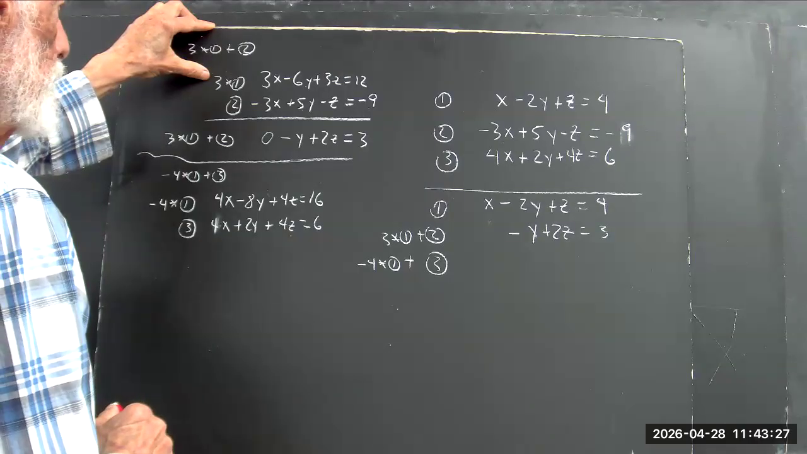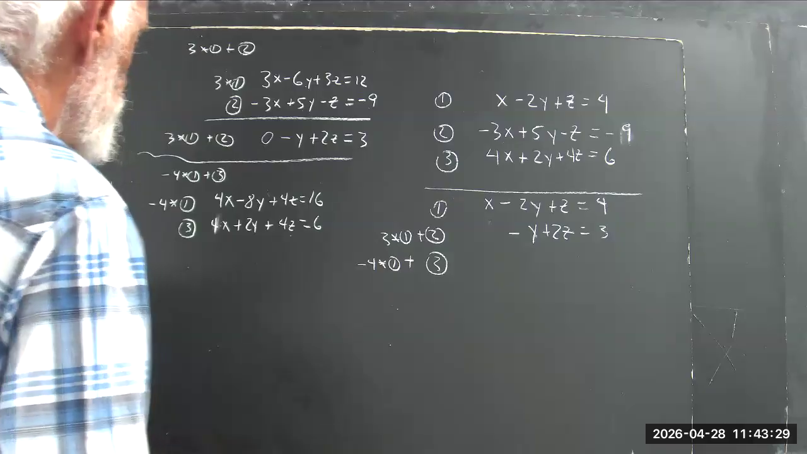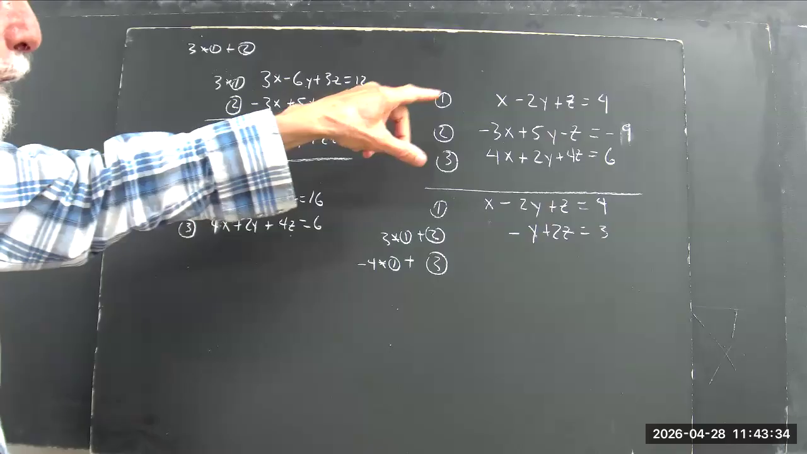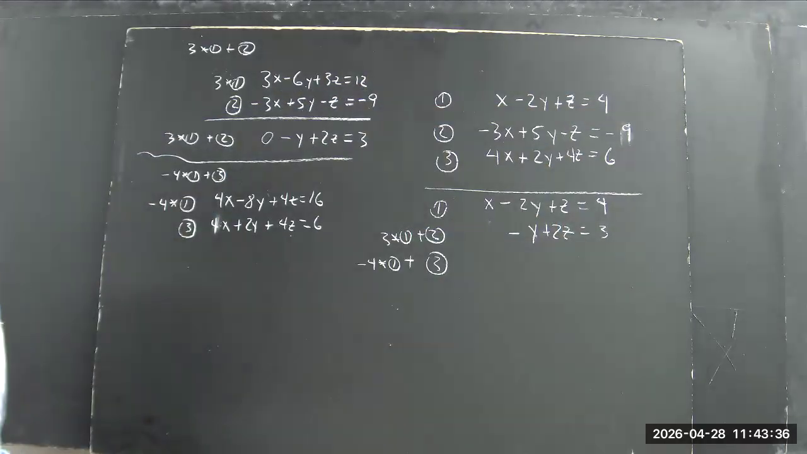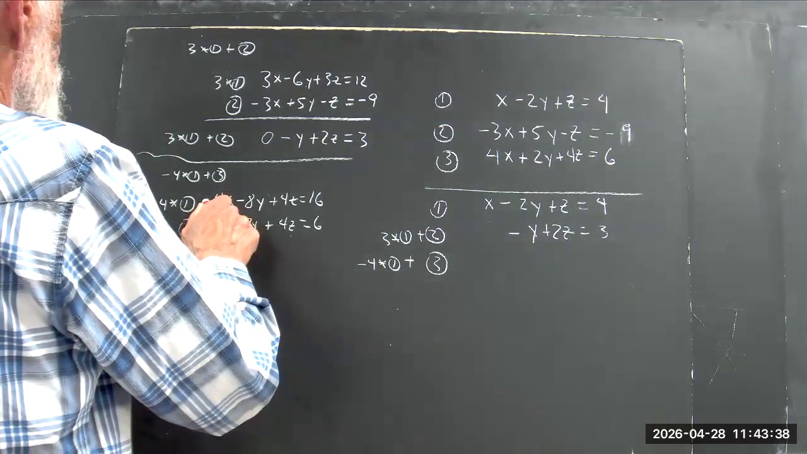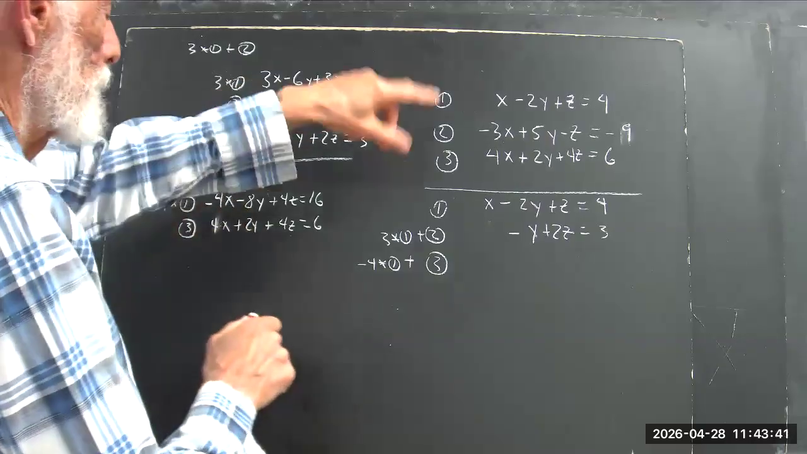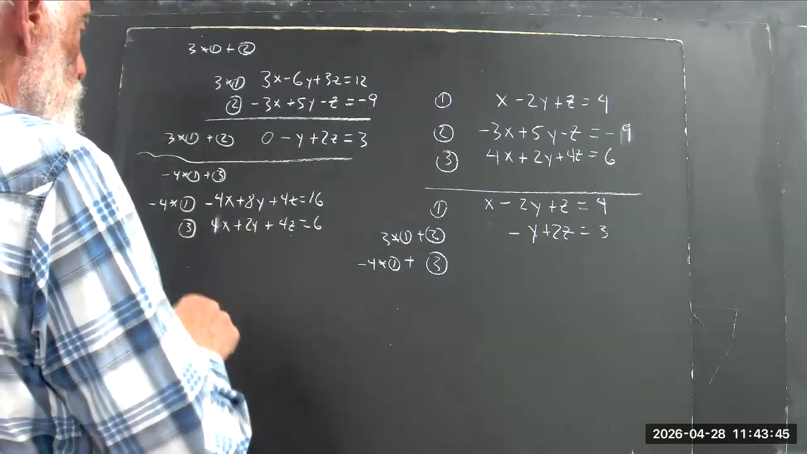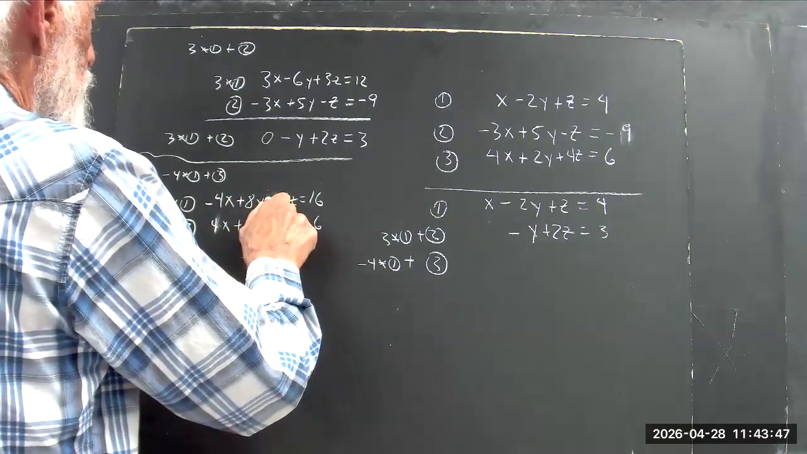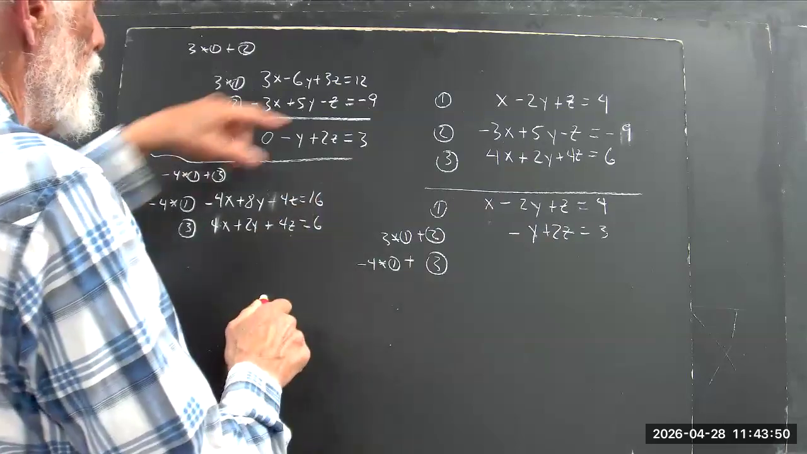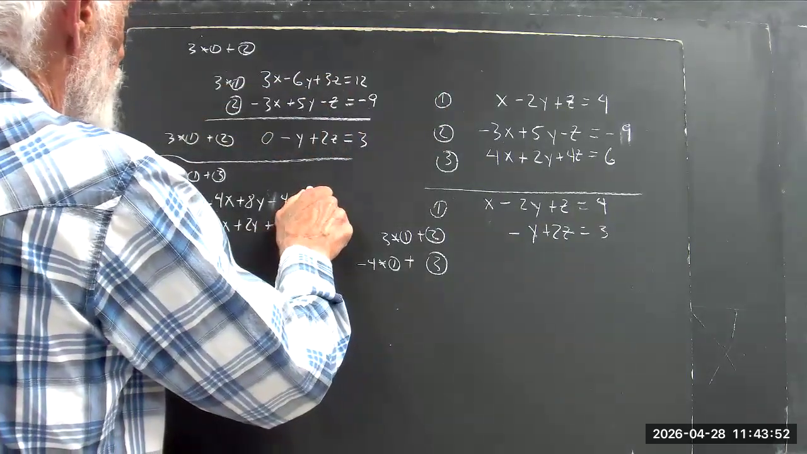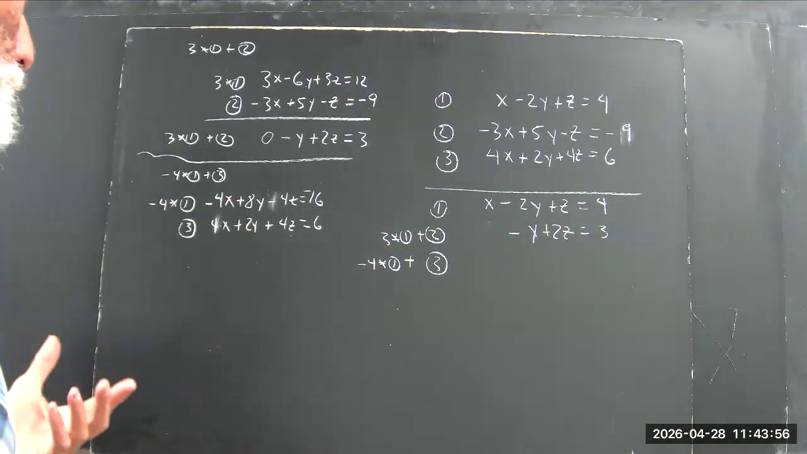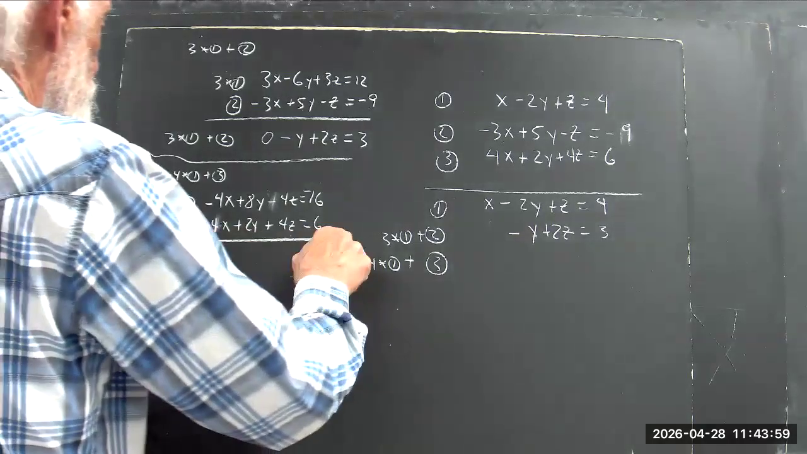Now, I made at least 2 mistakes when I multiplied negative 4 times equation 1, because I just multiplied 4 times equation 1. Okay, so my signs are all wrong. Negative 4 times x is negative 4x, and negative 4 times negative 2y is plus 8y, and negative 4 times z is negative 4z, and negative 4 times 4 is negative 16. And so now I've got it right. I think you had it right at first.